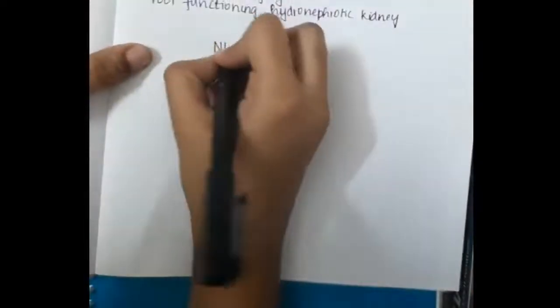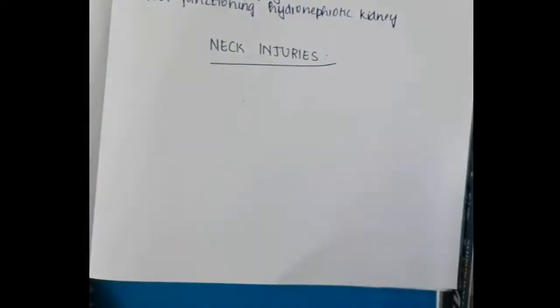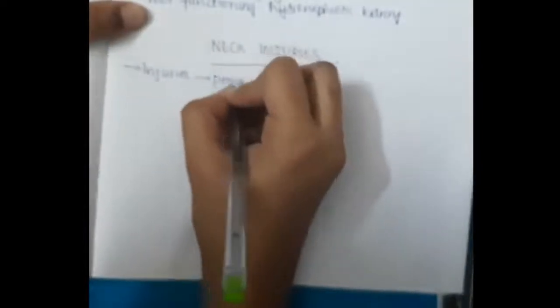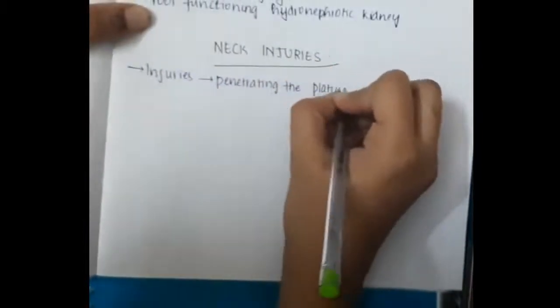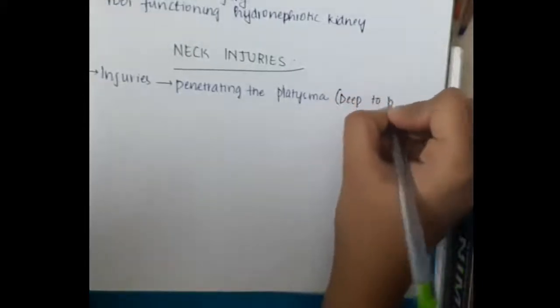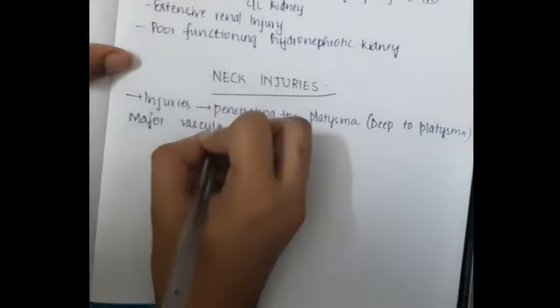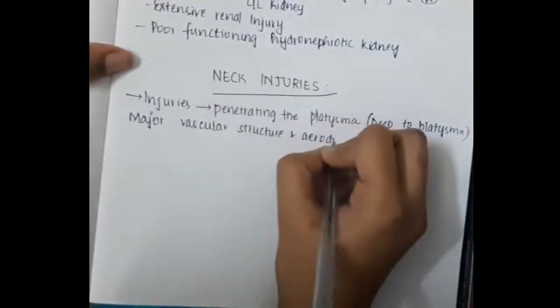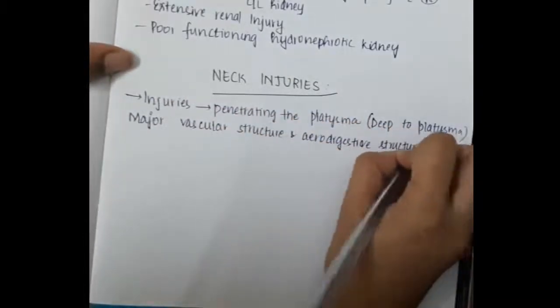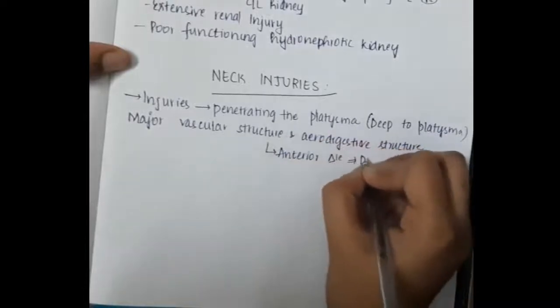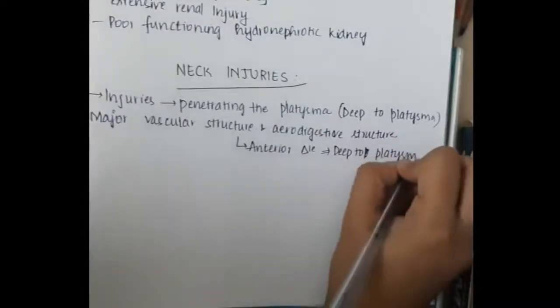Hello friends, let us now learn some important points about the neck injuries. These injuries are actually penetrating injuries because they penetrate the platysma. These are seen deep to the platysma. Major vascular structures and aerodigestive structures are present in the anterior triangle deep to the platysma.